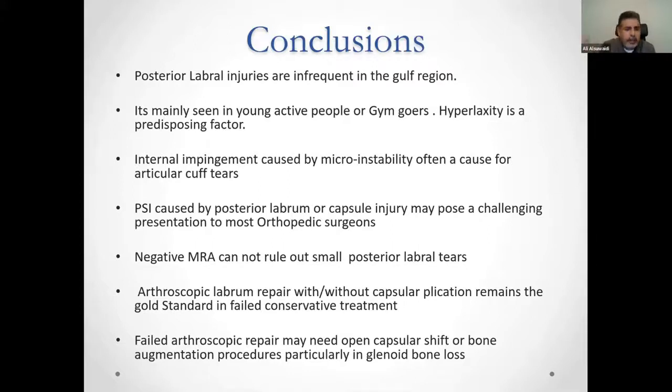Now, often a negative MRI in our region does not mean anything. If you have very strong suspicion of posterior instability, you may have to go and do arthroscopy to give you the final verdict and repair at the same time. As I said, I do arthroscopic posterior labrum repair and capsule plication if I find there's significant capsule laxity. And in failed arthroscopic repair, I would recommend either an open technique or a bone block technique.